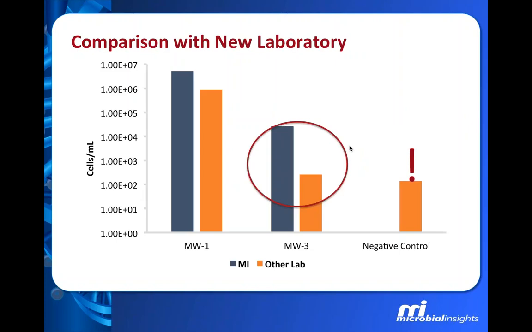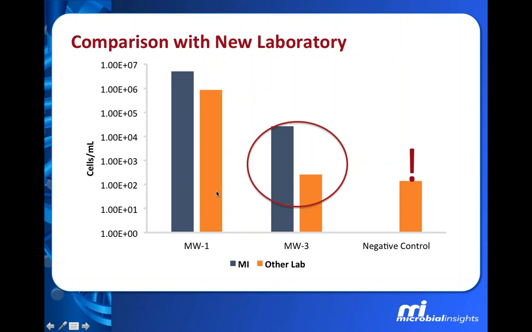We also did a comparison independently where we sent samples to a new lab that just started offering qPCR analysis for Dehalococcoides. So we sent them samples from a very high concentration, more than 10 to the 6 cells per mL, a concentration at that 10 to the 4 threshold for effective rates of dechlorination, and then we sent them a negative control.